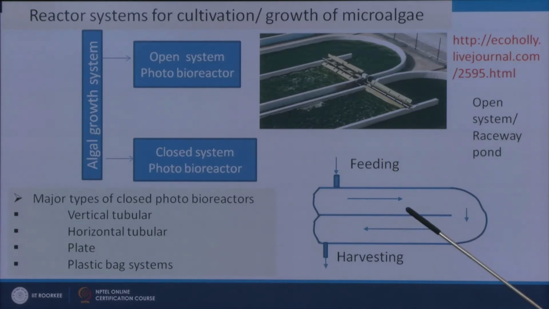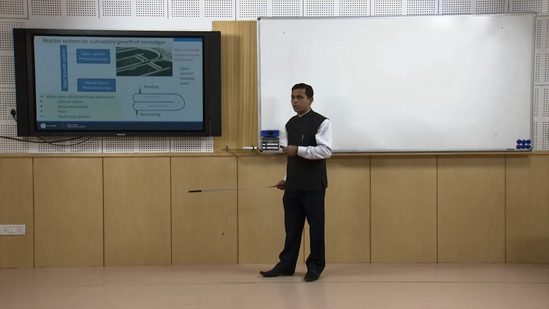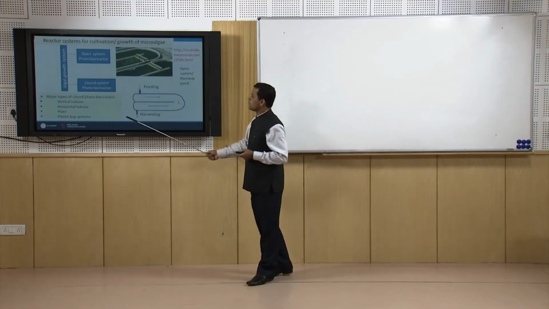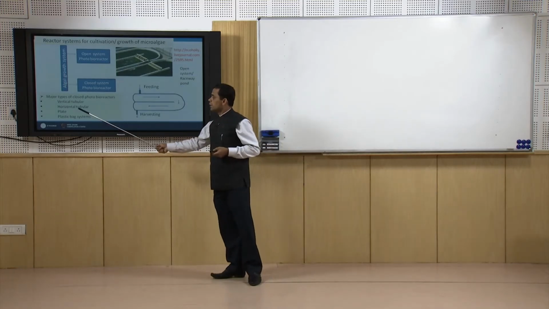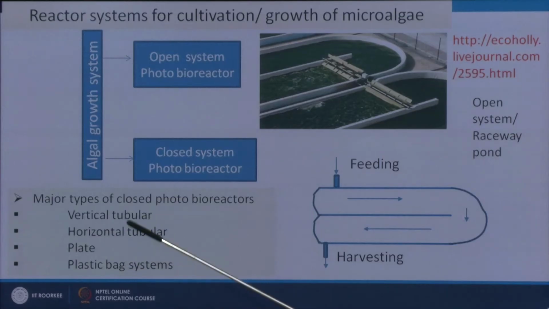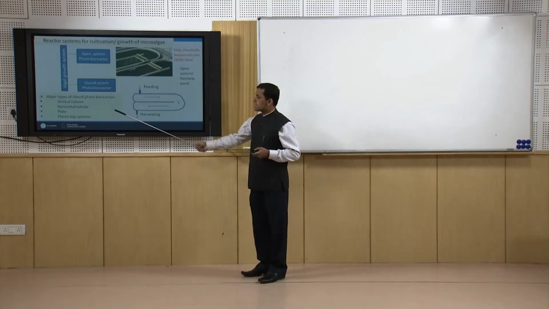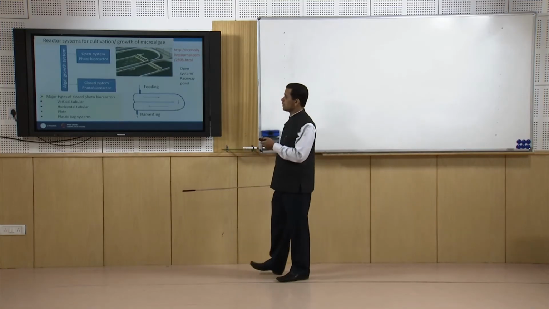But the closed system photobioreactor will be closed, and we can use different vessels, so tubes maybe, or columns maybe, or flat plate maybe. So, plate, horizontal tube, vertical tubular. All those types of photobioreactors have been used under the closed system category. Plastic bags have also been used in some cases.